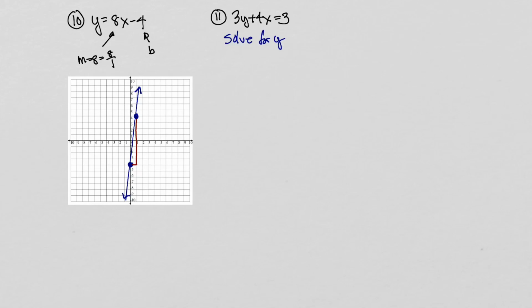So what we're going to do is subtract 4x, so we'll get this. 3y is equal to negative 4x plus 3, right? I just subtracted the 4x from each side. And now I'm going to divide every single term by 3. So dividing each term by 3, we'll get y equals negative 4 over 3 x plus 3 over 3 is just a 1. So here's our slope. There's our y-intercept. So we can get the graph.